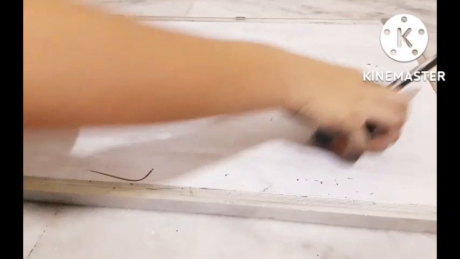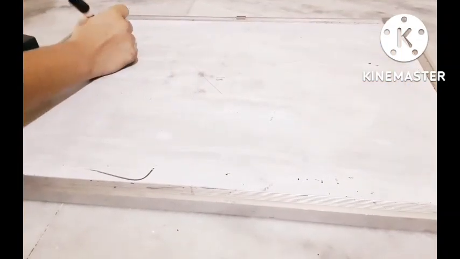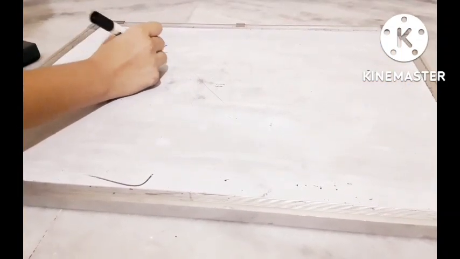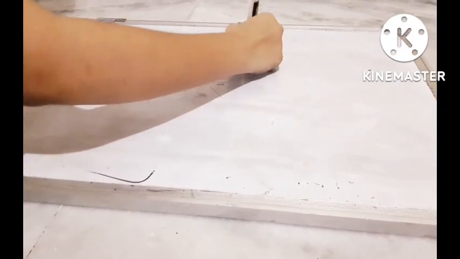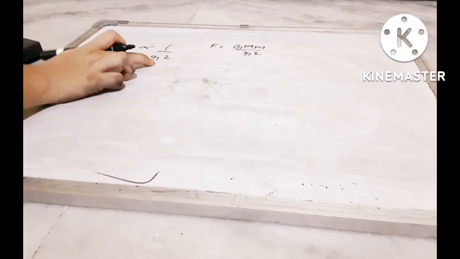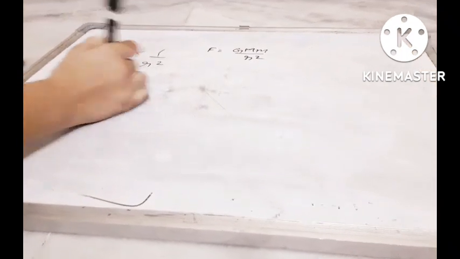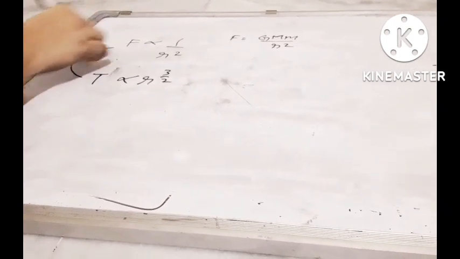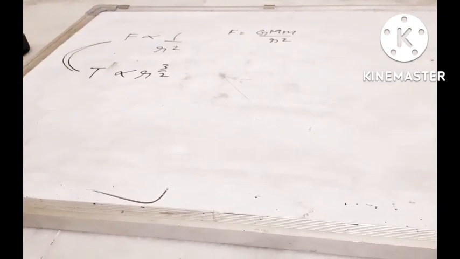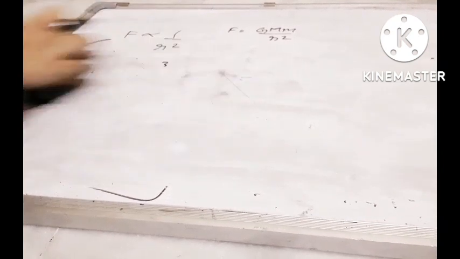Now here if you see, force was inversely proportional to r square, right? From this equation, force was inversely proportional to r square. So time period was directly proportional to r to the power 3 by 2. So there must be some relation between force and time if they ask. Then how are we supposed to find it?